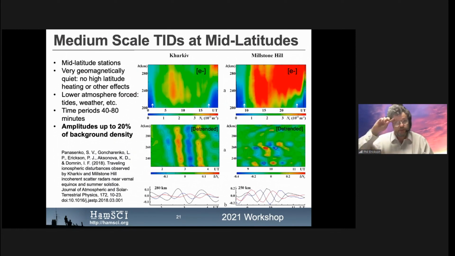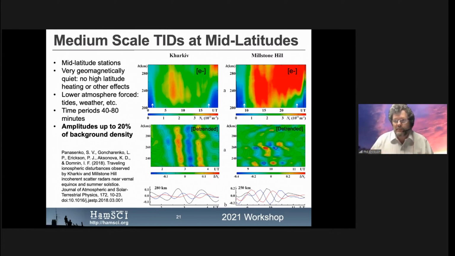Right hand is the Millstone Hill Incoherent Scatter Radar, which we operate at Haystack. The one on the left is the Kharkov Incoherent Scatter Radar over in Ukraine. And these are the electron densities at the top. If you detrend them and you subtract off the background, you get, and this is delta NE in fractions. So if you translate that, that's up to 20% of the background density fluctuating.